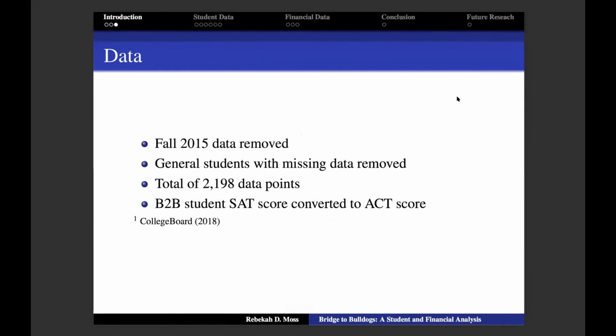So when we looked at the data, we decided to remove the fall of 2015 data because of differences in program structure. During this quarter, the students were allowed to withdraw from classes, and they also took a different initial math course. Then we also decided to remove general students who were missing data such as ACT scores. Removing all of this data brought us to a total of 2,198 data points. There was one Bridge to Bulldogs student that we discovered took the SAT instead of the ACT, but we converted the SAT score to an equivalent ACT score.